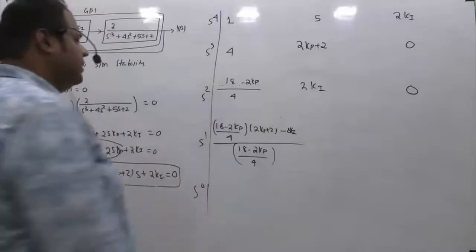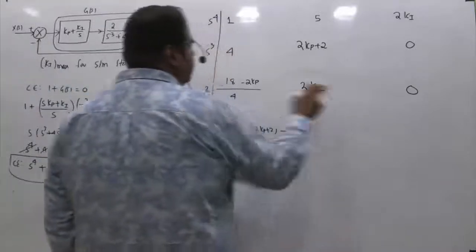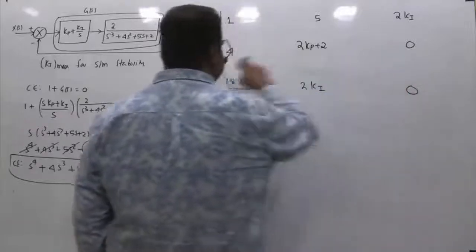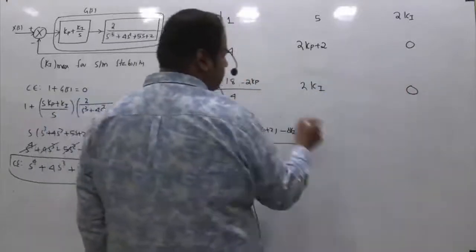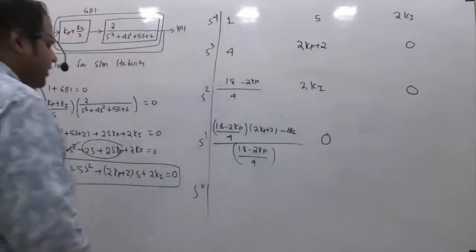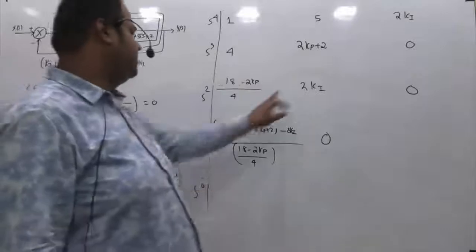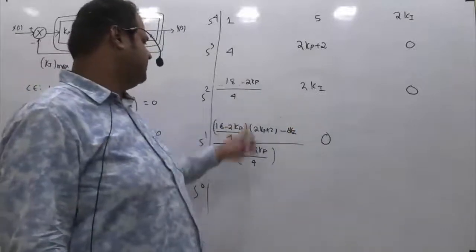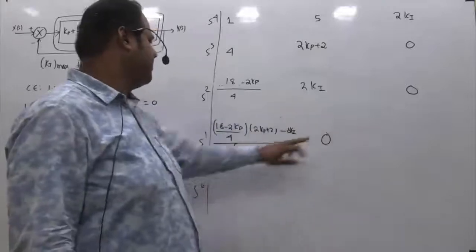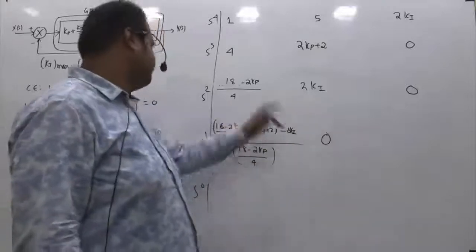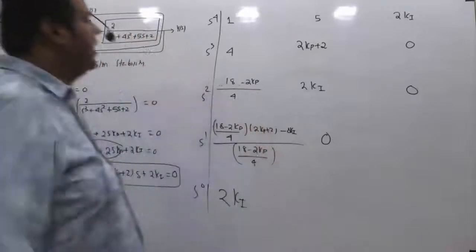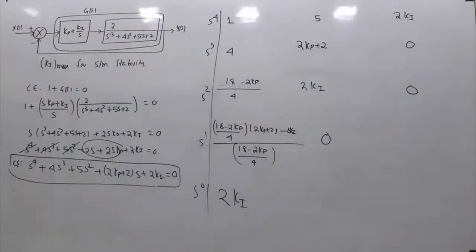Is that okay? Now what will you get here? You will get this into this, that is 0, minus this into this, again 0 by this. 0 minus 0 by something is, this is anyway 0. Now what will you get here? So this into this minus this into this divided by this, okay? So this into this, so 2 Ki into this minus 0 divided by this, so it will be only 2 Ki. So this is the corresponding RH table for this particular problem.